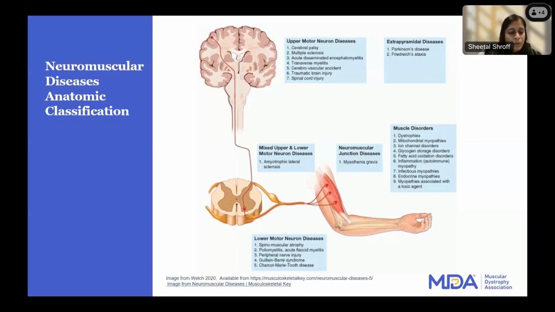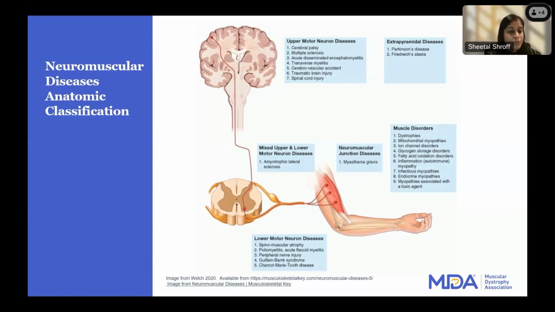Now, whenever these lower motor neurons are affected, then it can cause conditions like spinal muscular atrophy, polio, peripheral nerves, Guillain-Barré, Charcot-Marie-Tooth. All of these are the lower motor neuron or lower motor nerve diseases or conditions.